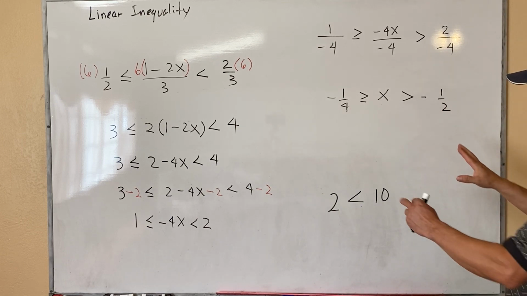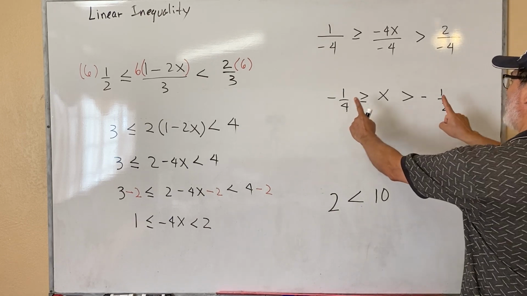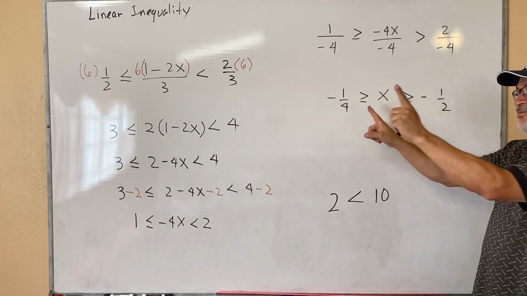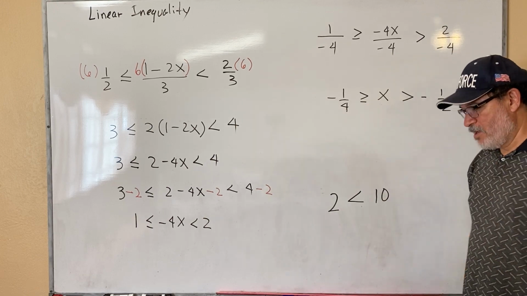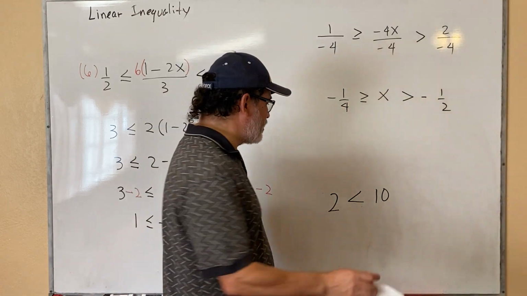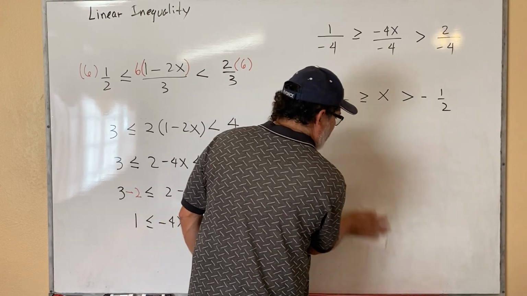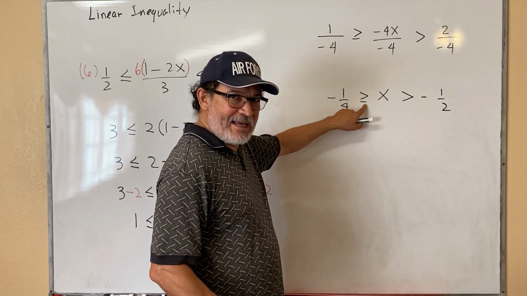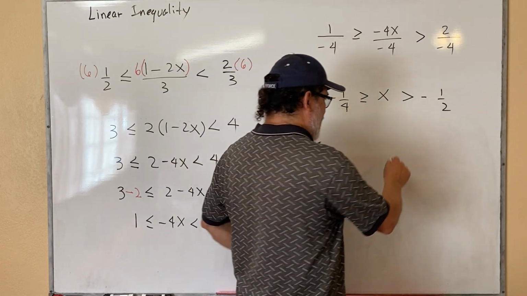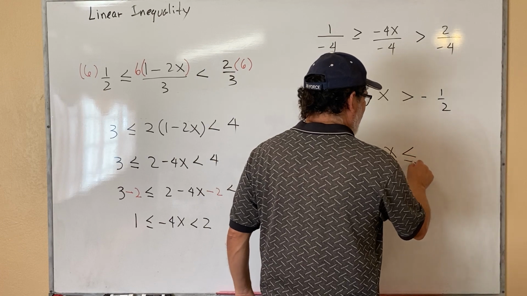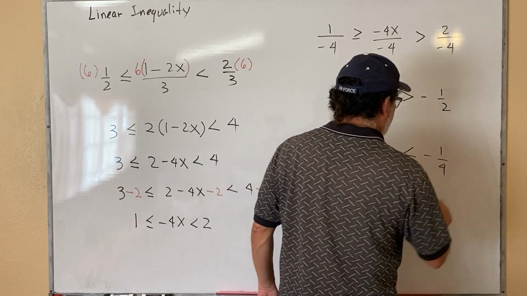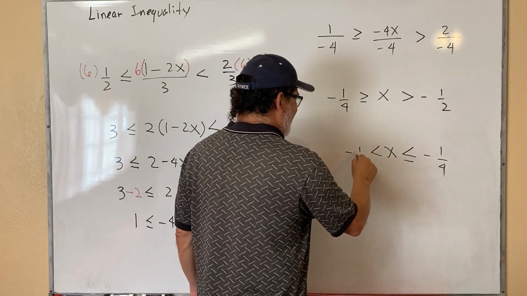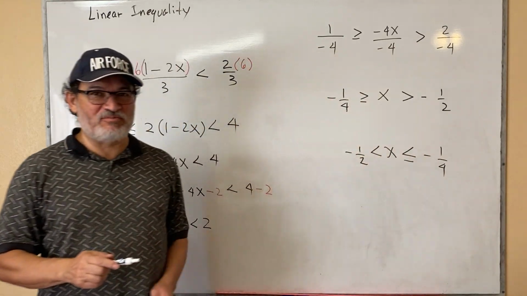So this is what we do. We take this inequality and we reverse it. All of it. Reverse it. Okay? So let's do that. Or if you want to, you could just read from the variable. It says x is less than or equal to negative 1/4, and x is greater than negative 1/2. That's the way it should be written.